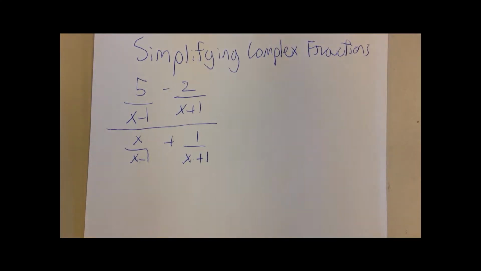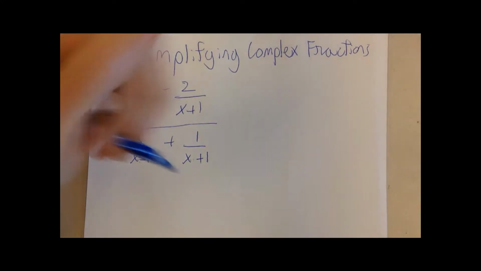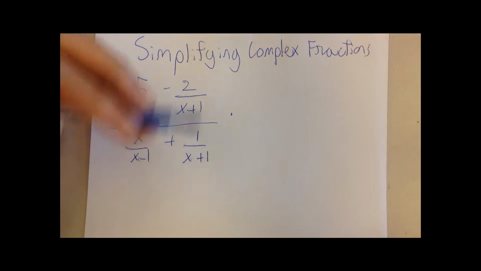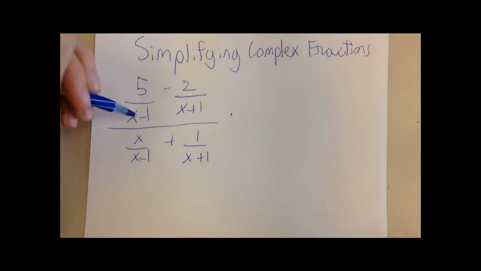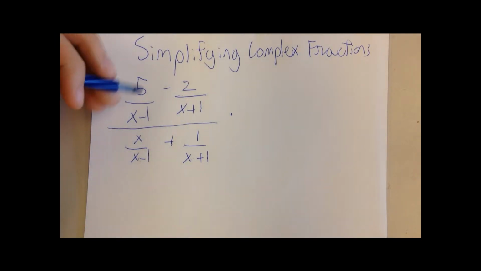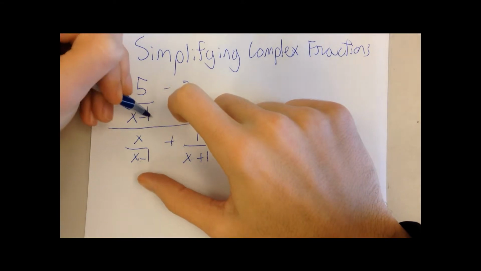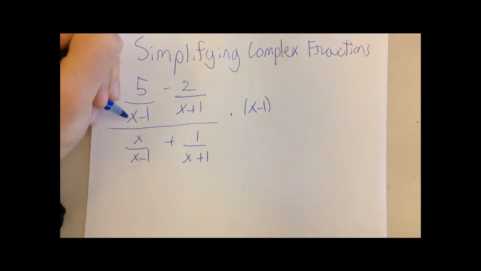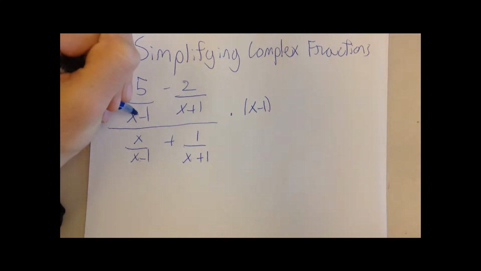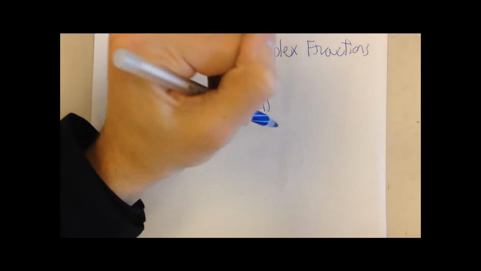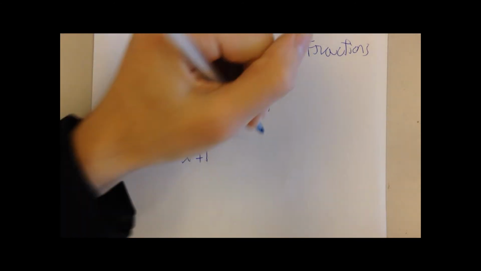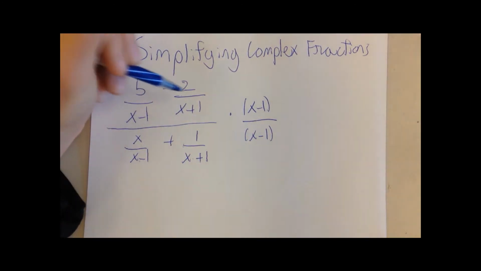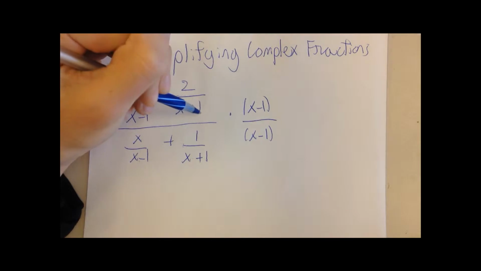So I'm going to start by multiplying by a form of 1. The way you do this, you want to look at each piece of the fraction and multiply by a number that will get rid of the denominator. Starting off with 5 over x minus 1, we're going to want to multiply by x minus 1 because that's going to get rid of the denominator here. And since this piece that we're multiplying by has to be equal to 1, we have to put this over x minus 1. Moving on to the next term, 2 over x plus 1.